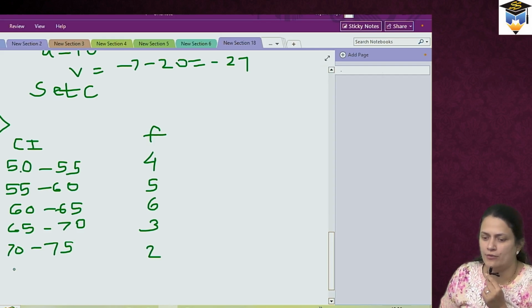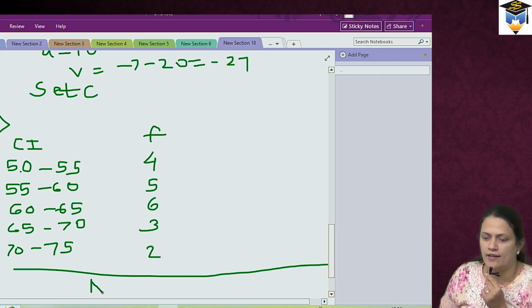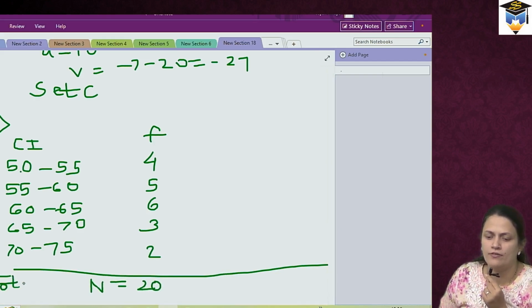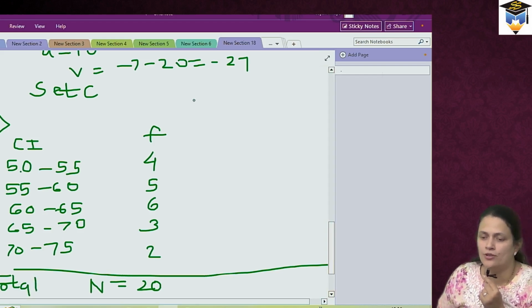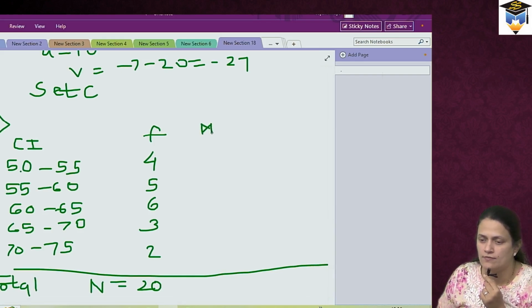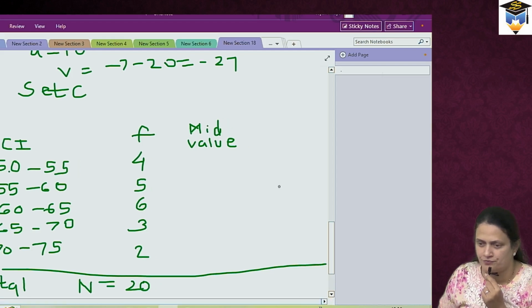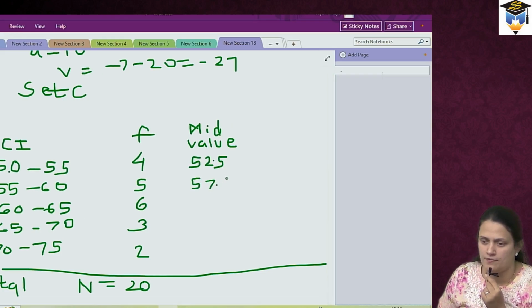Now calculate the total frequency. So this is N, na? That comes out to be. Now next column will be of mid value. How will you find out the mid value? Everybody knows. Mid value. 50 plus 55 upon 2. What is the mid value? Next. Next. Huh? Next. And the last one is 70 point.